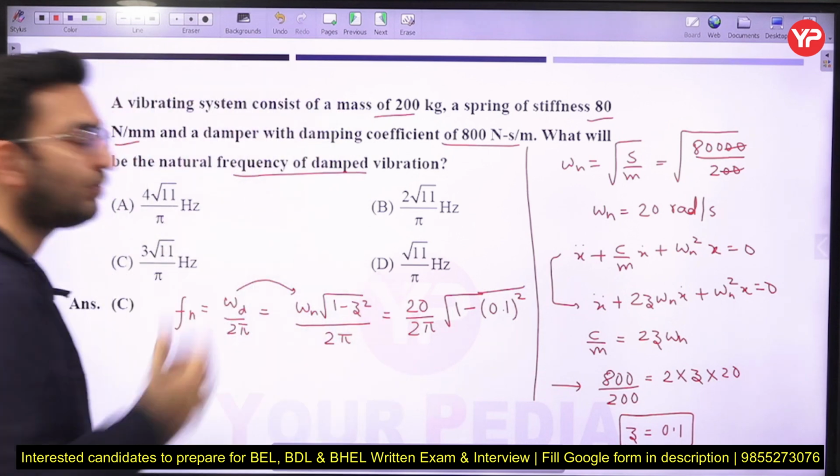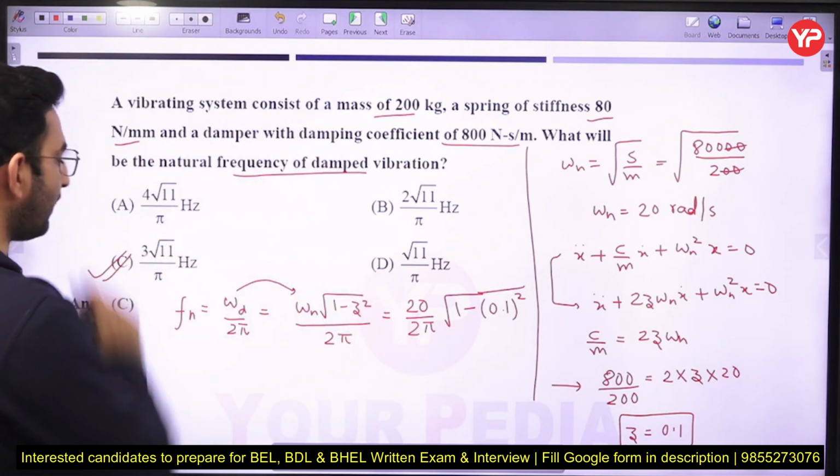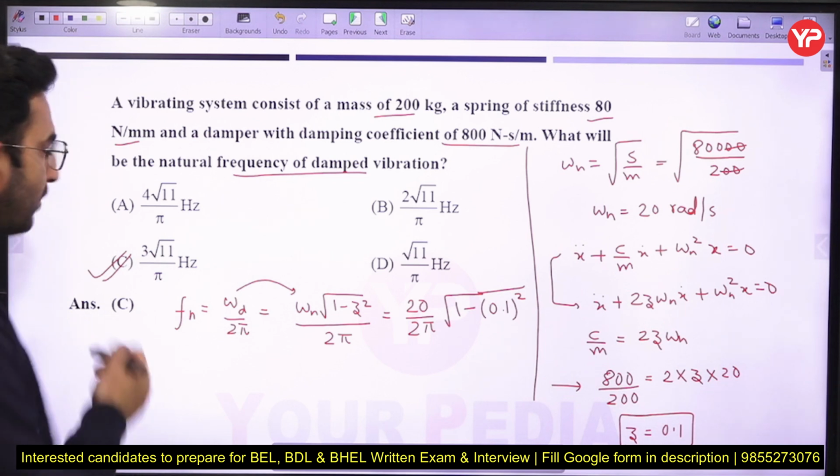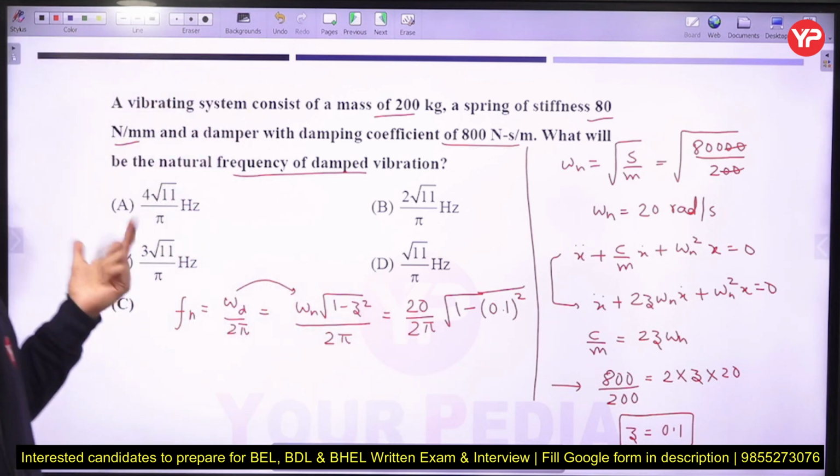So you just have to solve this particular expression and you will get your answer as 3√11 by pi here. So option number C is going to be the correct answer. Just do the calculation and you will get your final answer, this one.